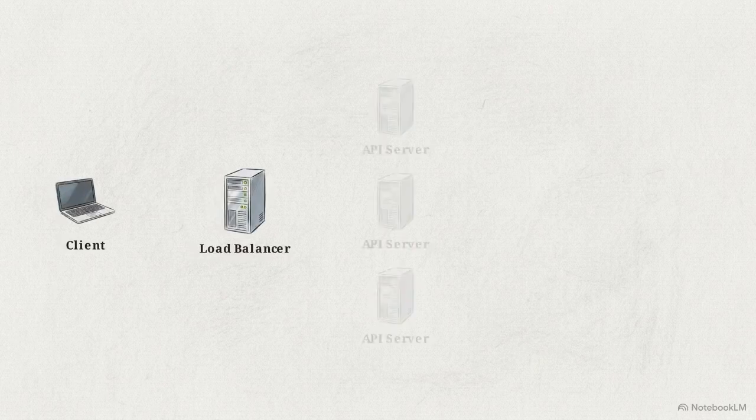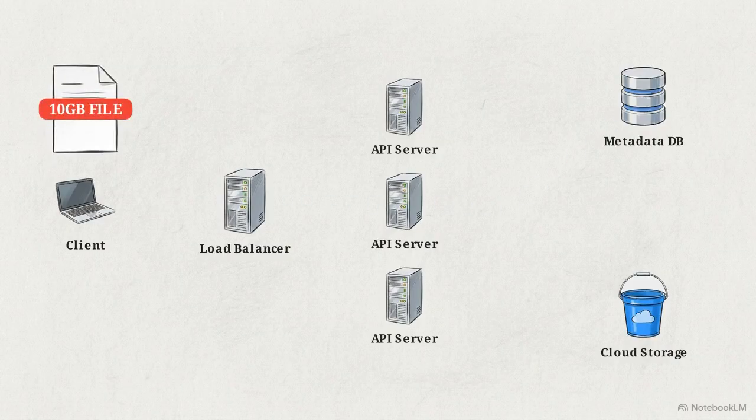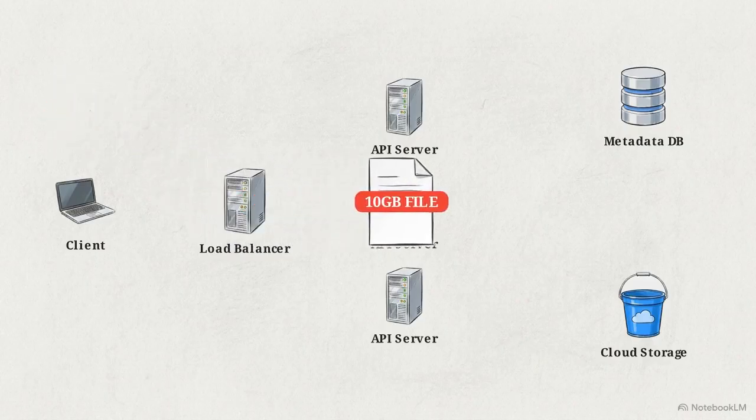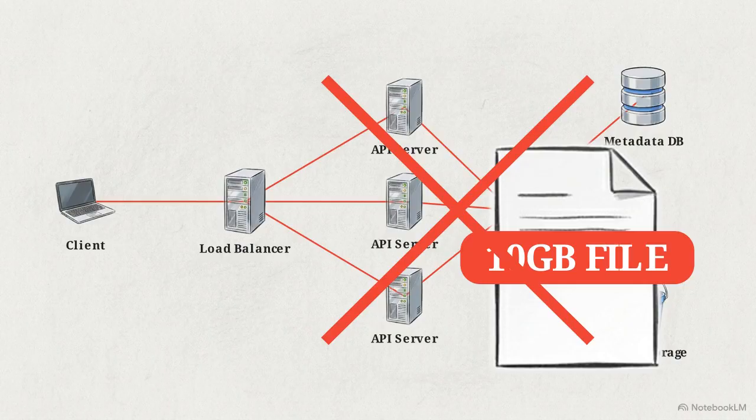This maps a basic cloud storage architecture. Users connect through a load balancer to API servers, routing data to storage. But this fails during simple edits. Changing one character in a 10 GB video forces the client to re-upload the entire 10 GB file.